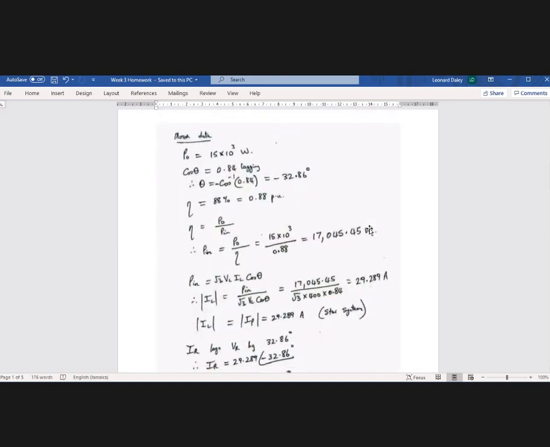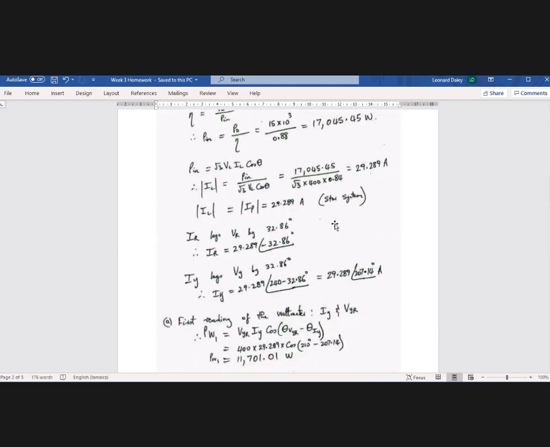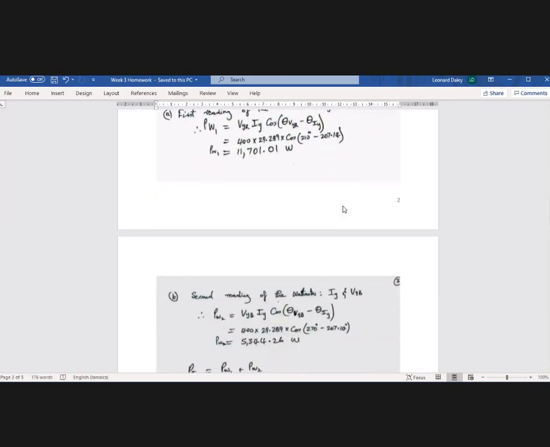You guys finished with this? All right, so you finished with this page. All right.